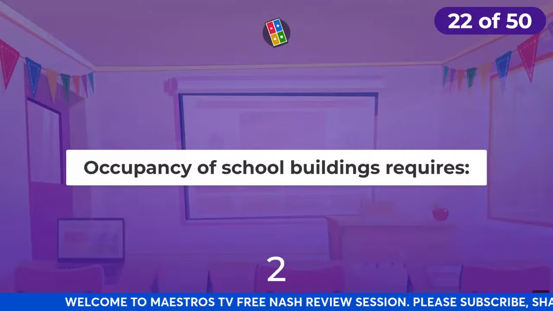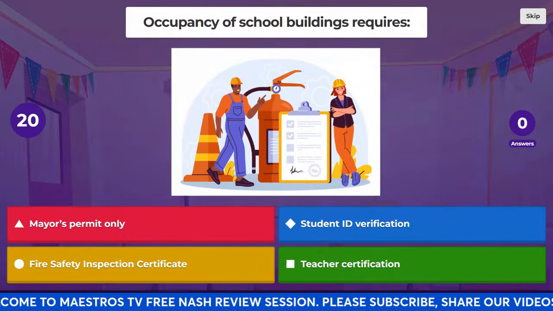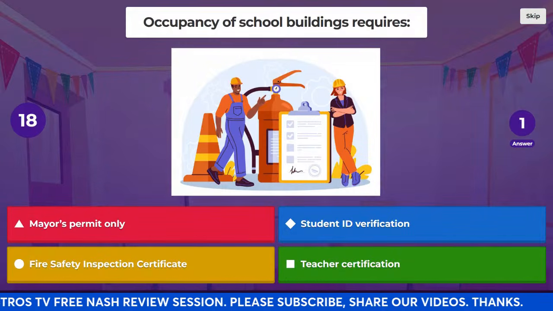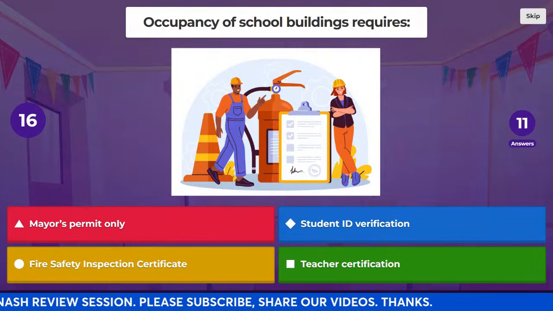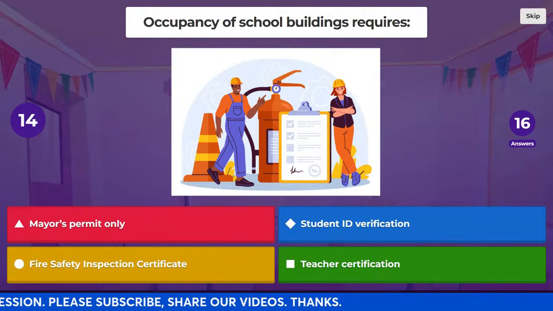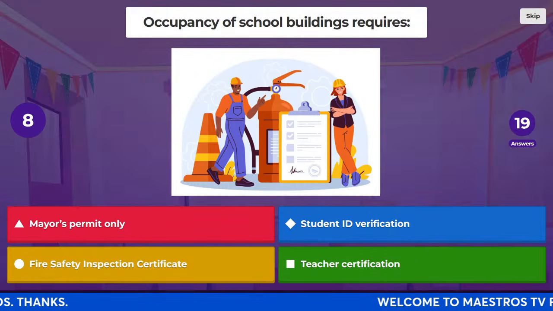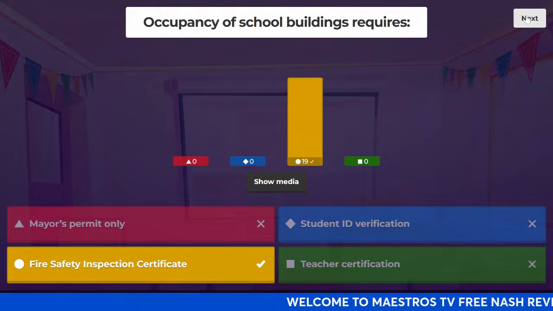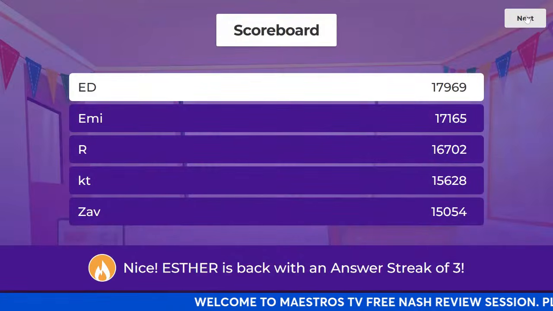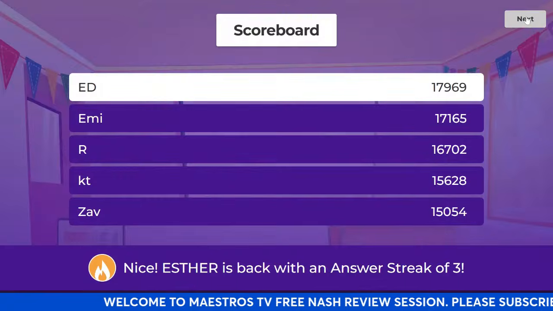Next, occupancy of school buildings requires mayor's permit, fire safety, student verification, or teacher's certification. Okay, fire safety. Ed, Emmy, R, Katie, and Zav.